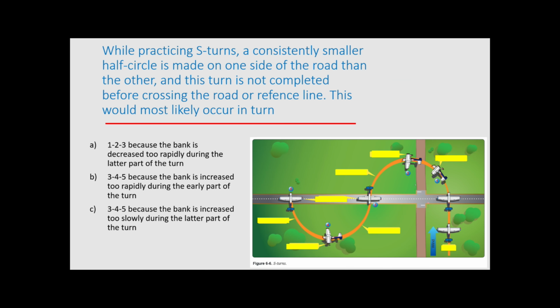While practicing S-turns, a consistently smaller half circle is made on one side of the road than the other, and this turn is not completed before crossing the road or reference line. This would most likely occur in turn 3, 4, 5 because the bank is increased too rapidly during the early part of the turn. Also, I'm going to add an R here, reference line.